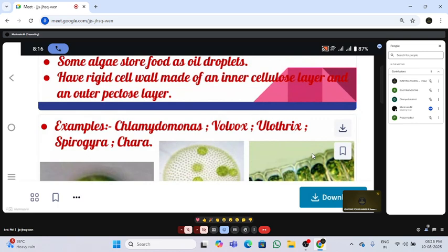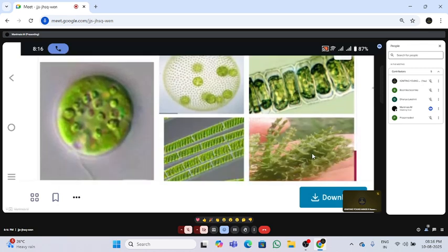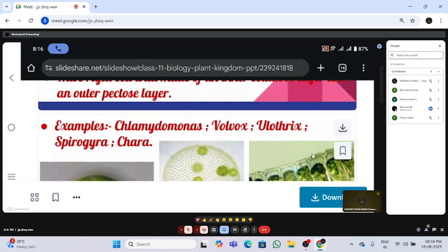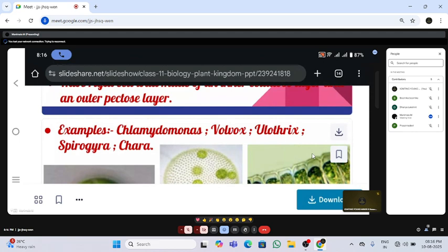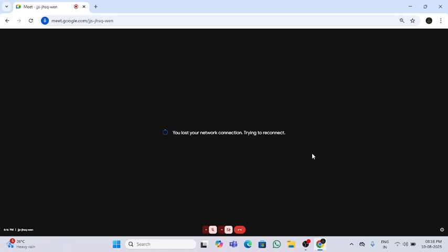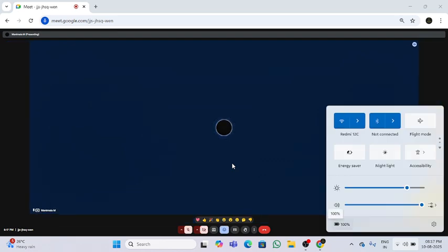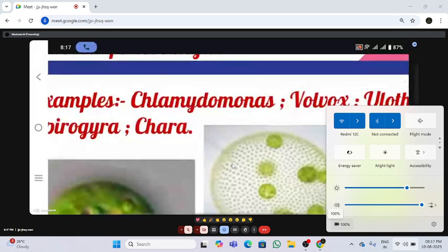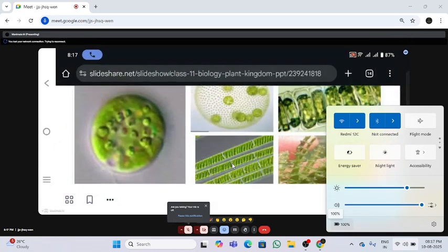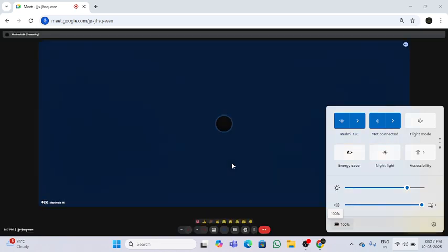Next, the algae have flagella. For example, Chlamydomonas has 2, Ulothrix has 4, and Oedogonium has many flagella. These are some of the common algae present in the aquatic environment.